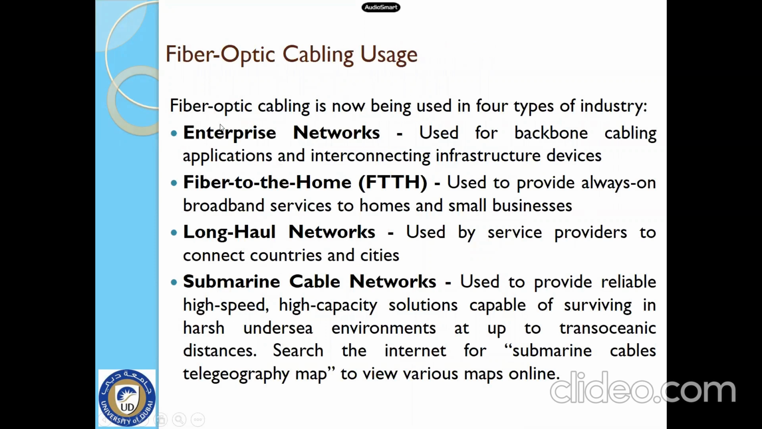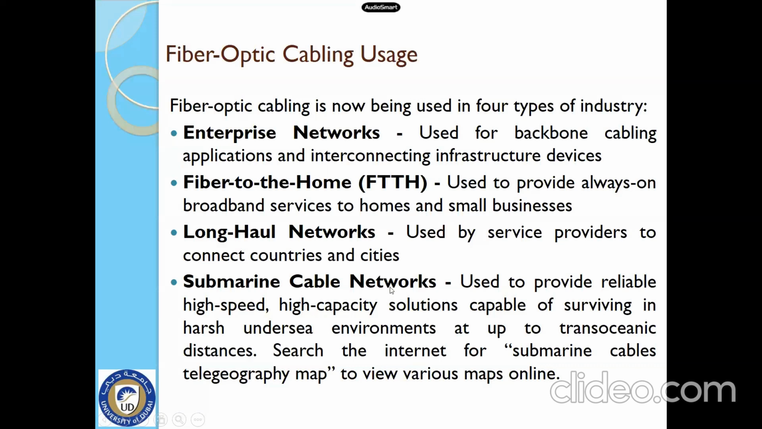Nowadays, fiber optics is widely used, but it's mainly used in four types of industry. Now, enterprise networks. It is the backbone cabling for interconnecting infrastructure devices in enterprise networks. Fiber to the home. I'm sure you guys heard about it. That's what you get with very high speed internet. It's used to provide always-on broadband services to homes and small businesses, so you're getting a higher speed of internet. Long haul networks are used by service providers to connect countries and cities.